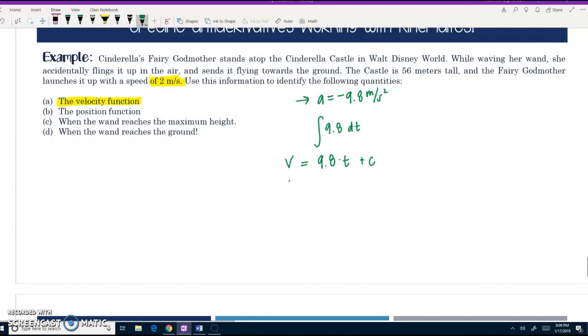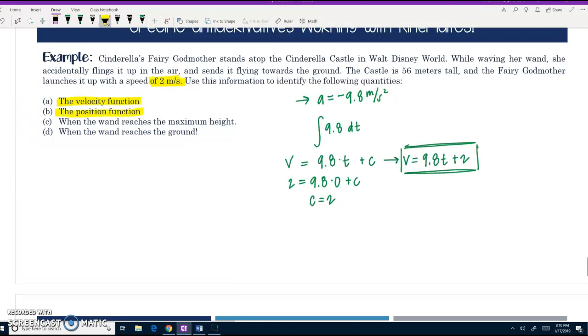So we can say that 2 is equal to negative 9.8 times 0 plus our constant. So our constant must be equal to 2. So that allows us to be a little bit more specific than just saying add a constant at the end. So our velocity function here is going to be negative 9.8t plus 2. So that's our full specific solution to part A.